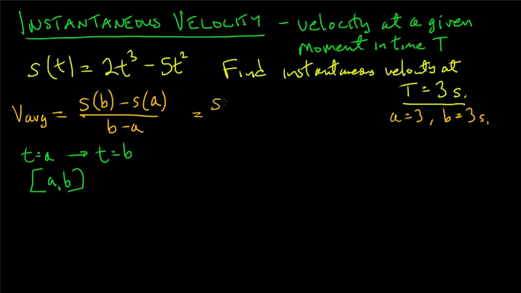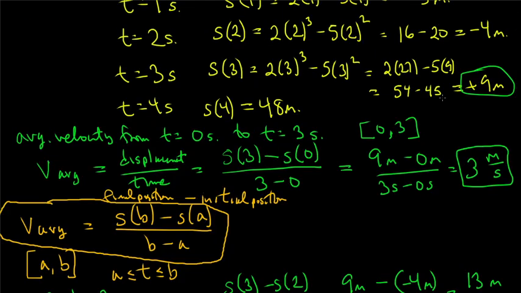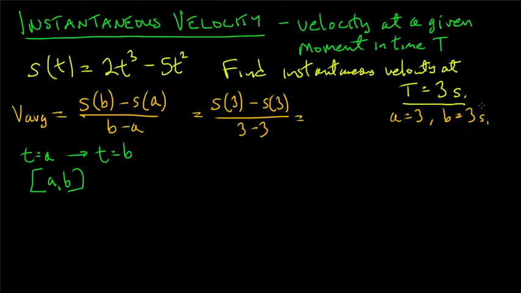So our average velocity would be s of 3 minus s of 3 divided by 3 minus 3. So s of 3, if I remember right, was 9 meters. Yep, just checking. So this is 9 minus 9 over 3 minus 3, and we get 0 divided by 0. Right, we're dividing by 0. We know that's bad, right? So we don't get a number here.